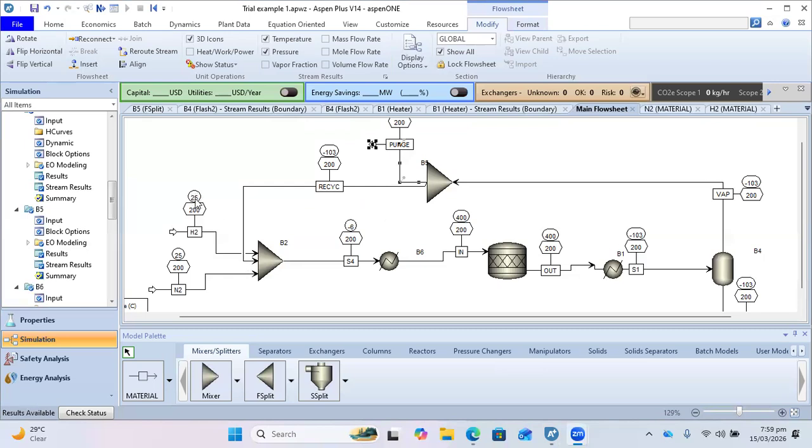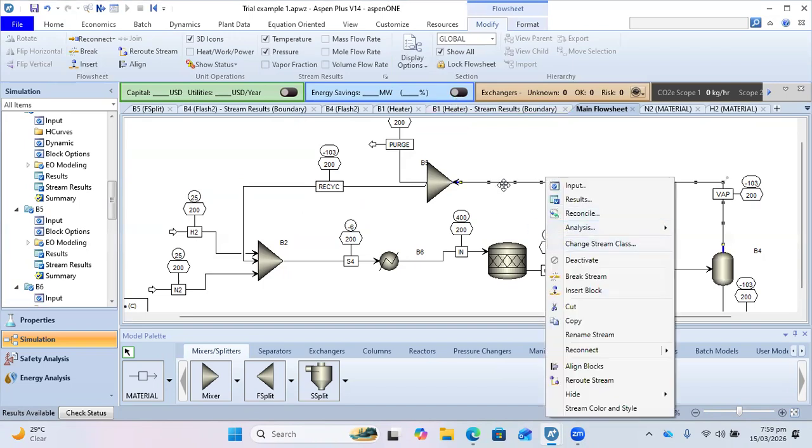So realize that the inlet is coming in at 25 degrees Celsius and the recycle is at minus 103. So doing something like this can introduce thermal shock. We all know what thermal shock is, right? The temperatures are so far apart, it can cause thermal shock and it can damage our equipment. So you may decide to include maybe a heater here, heat it to 25 degrees before you send it back. So these are some of the things you can do, right?